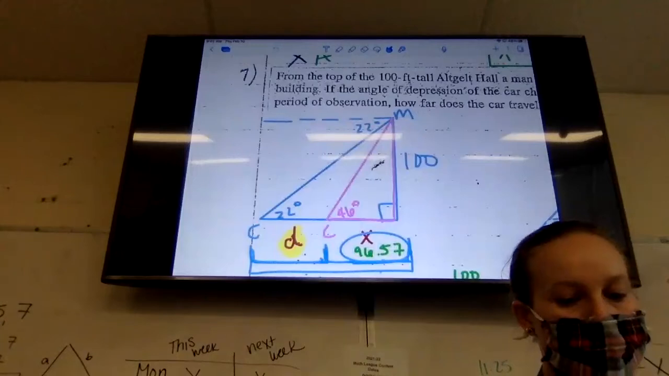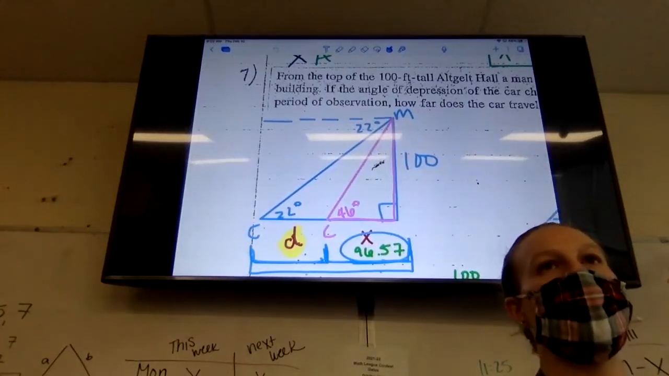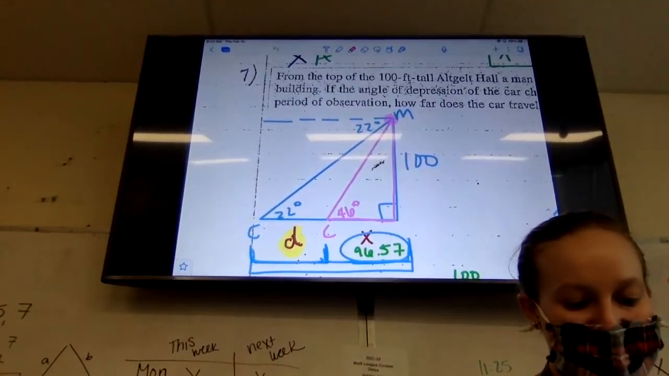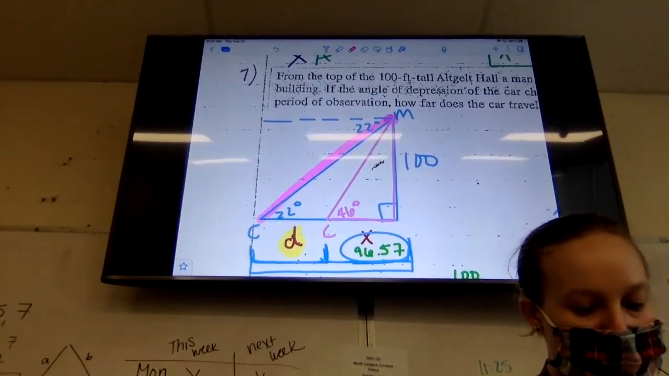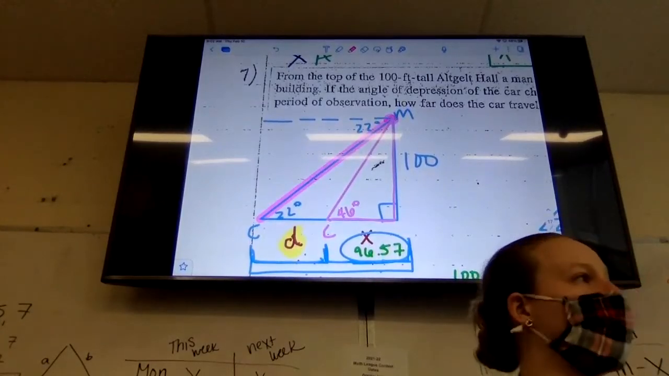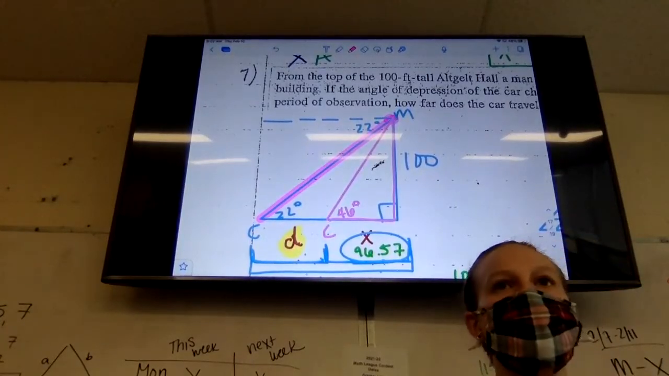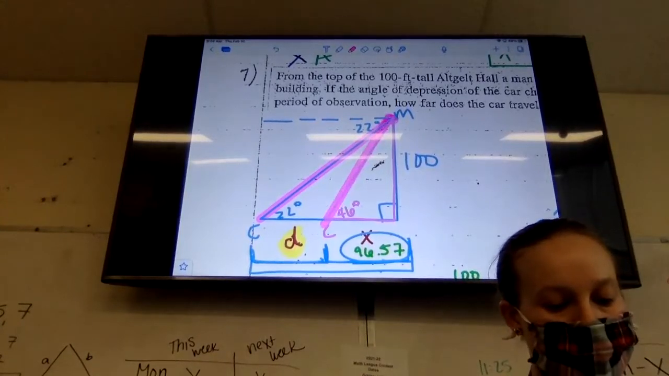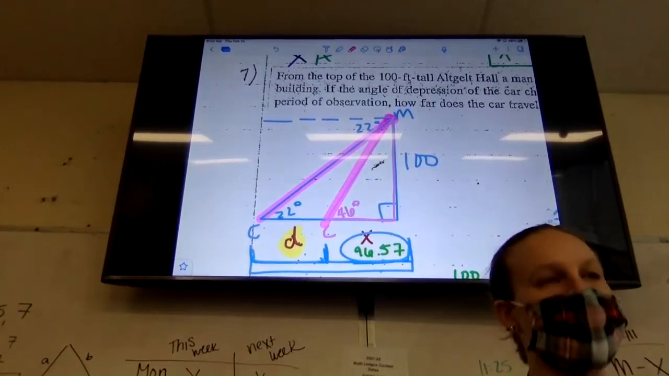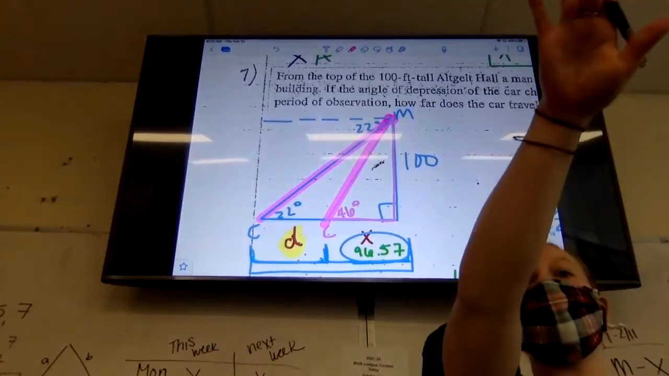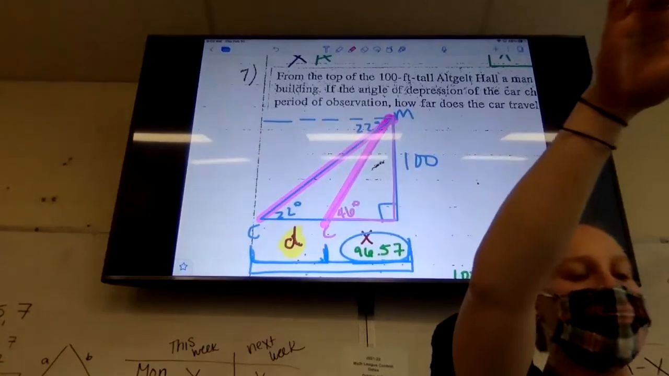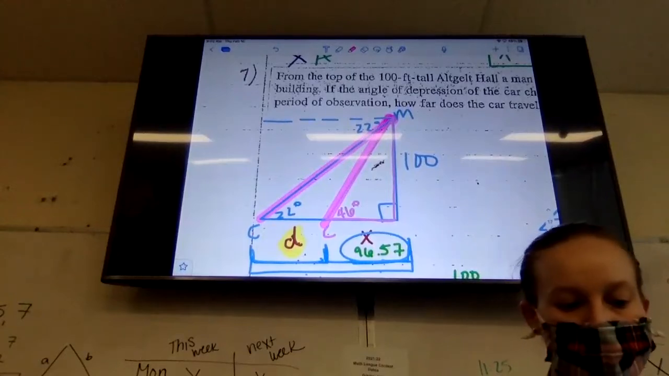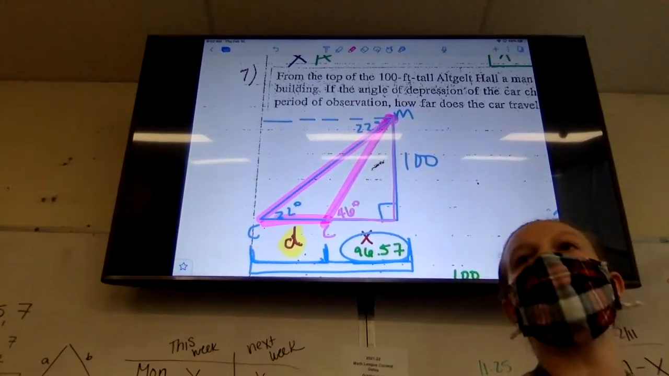So if you remember, we were talking about this situation where we had a man standing at the top of the building up here, and he was looking down at a car. And while he was watching, the car started somewhere and then it moved closer to the building. And the man noticed his angle of depression from both of those situations. The first time his angle of depression was like 22 degrees, and then the car moved closer and his angle of depression was 46 degrees. And so we wanted to know how far the car traveled.